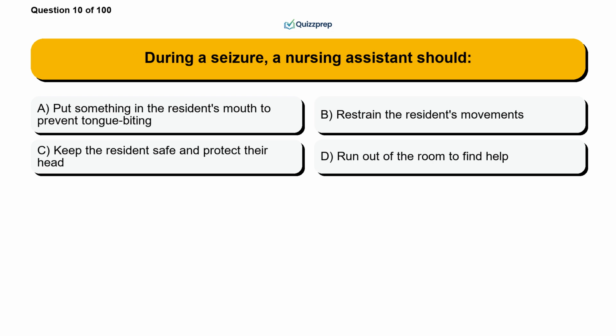Question 10. During a seizure, a nursing assistant should: Option A, put something in the resident's mouth to prevent tongue biting. Option B, restrain the resident's movements.